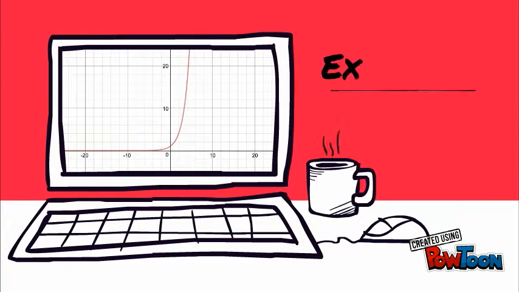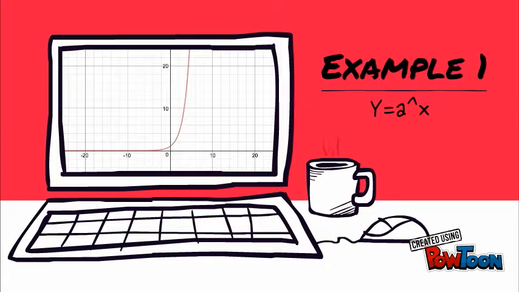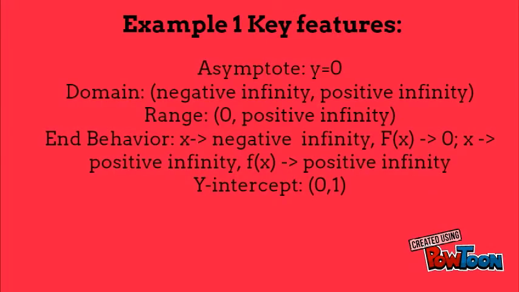Example number 1. Y equals a to the x power. Example 1 key features. Asymptote is y equals 0. Domain is negative infinity, positive infinity. Range is 0, positive infinity. End behavior: as x is traveling to negative infinity, f of x is traveling to 0. As x is traveling to positive infinity, f of x is positive infinity. Y-intercept is (0, 1).